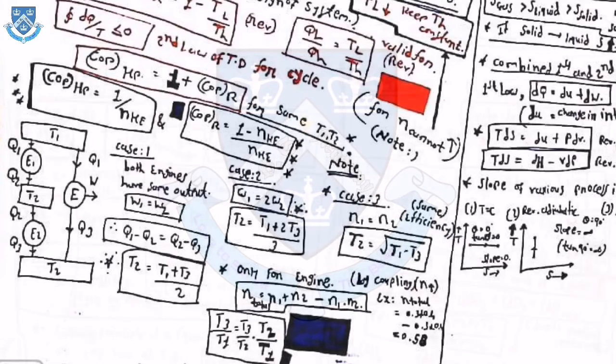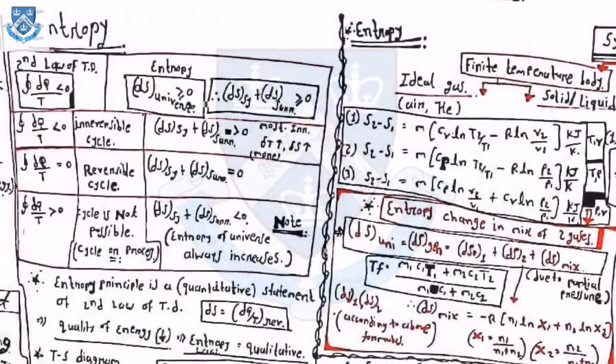Okay, now coming towards entropy. Here in entropy there is one table that is most important from the entropy concept. The second law of thermodynamics says that the integration of del Q by T is less than or equal to 0, and the entropy concept says that dS of universe is greater than or equal to 0. That means dS of system plus dS of surrounding is always greater than or equal to 0. Now if the integration of del Q by T is less than 0, then the cycle is irreversible, and the summation of surrounding plus system's entropy is always greater than 0.